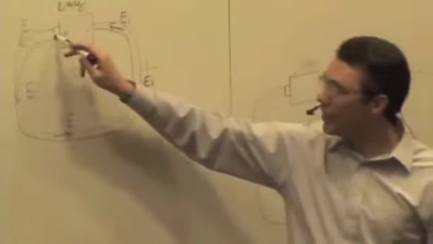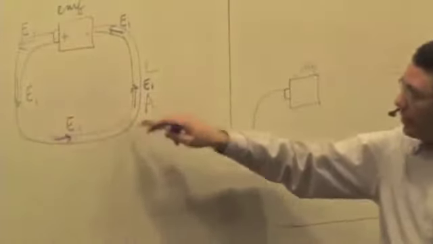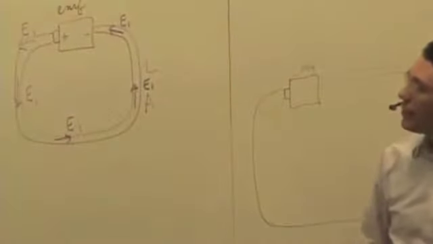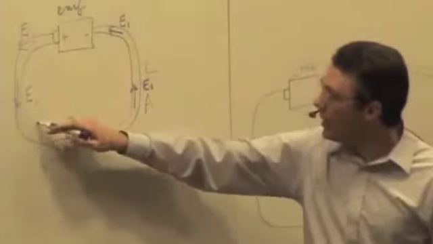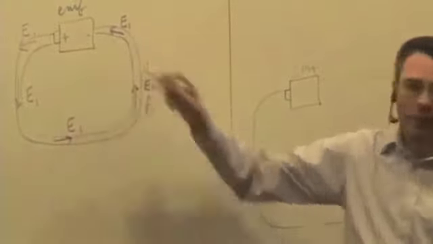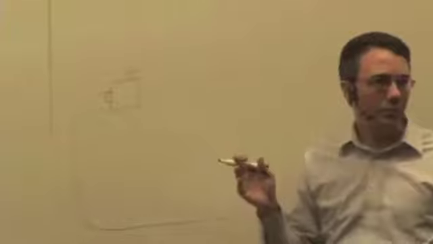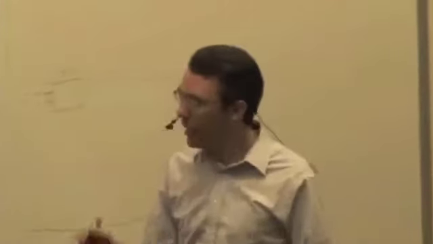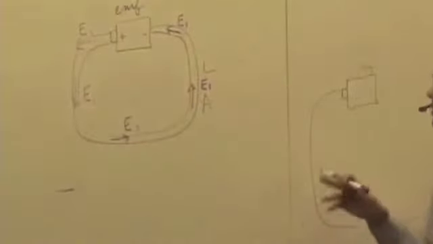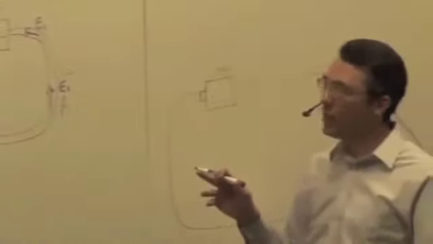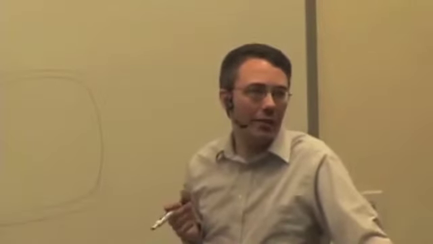If I apply the loop rule here, let's say I start at the positive terminal, go around in the direction of the electric field, and then go through the battery, and go back to where I started from. Going in the direction of the electric field, the potential difference should be negative. What am I going to get for the magnitude of the potential difference in terms of the electric field and the length? E1 times L, so minus E1 times L, fine.